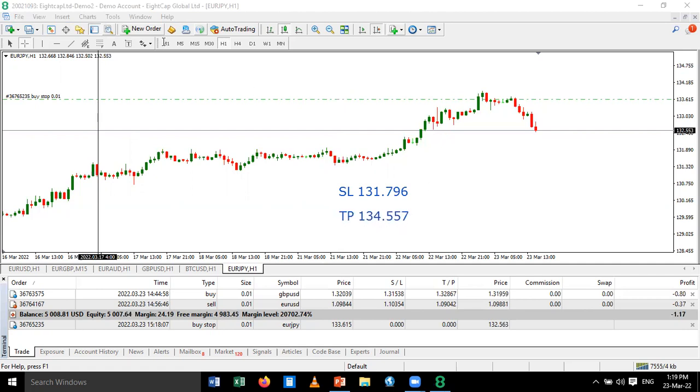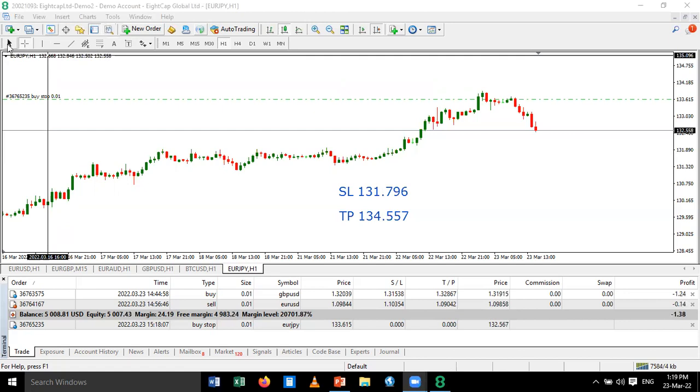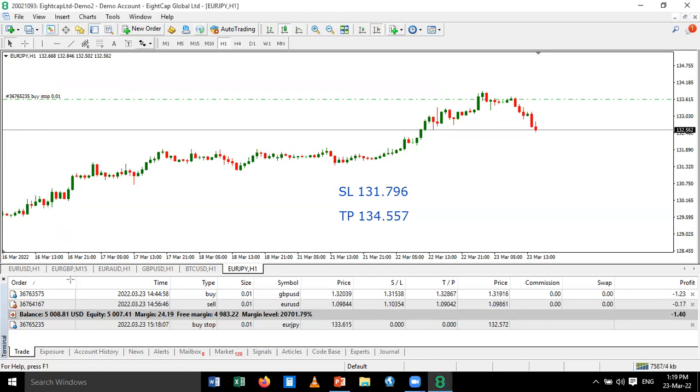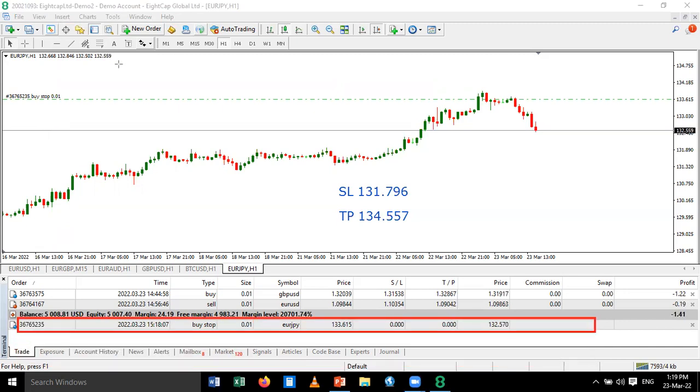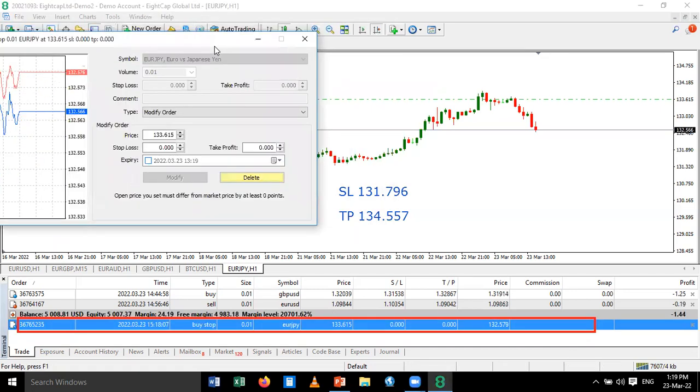So now I have to go modify. To modify, I'll come to where I have the pending order, which is right below here. Come right below, you have the pending order, and I double click on it. Double click on it, this comes up. See, we have the stop loss and take profit. Stop loss here, take profit here.